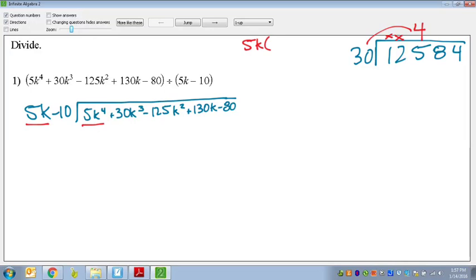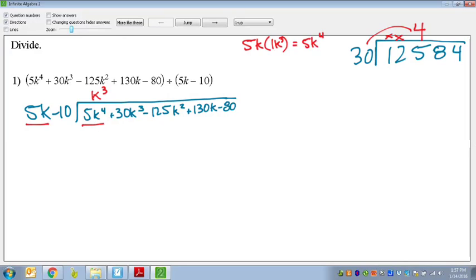5k times something is going to give me 5k to the fourth. Okay, so obviously 5 times what gives you 5? That's going to be 1. But how do I get from k to the fourth? We multiply it by k cubed, or k to the third. All right, so that's what we need to multiply this term by, so k to the third.